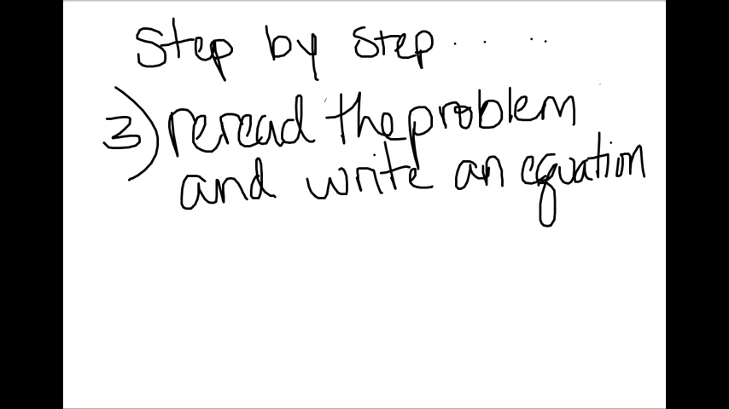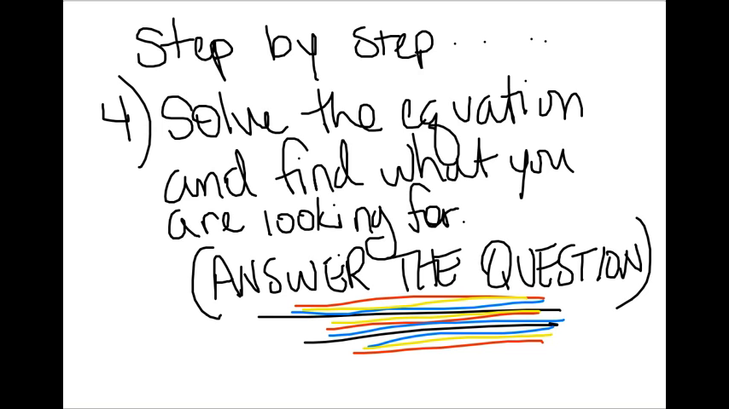Now that I have my variable and expressions for the other unknowns done, I want to reread the problem and write an equation. Generally, it's easiest to write the equation the way the problem is read. Sometimes they'll be tricky, but most of the time you can actually write the equation just the way the problem is read. So step 4 is to solve the equation and then figure out what it was you were looking for.